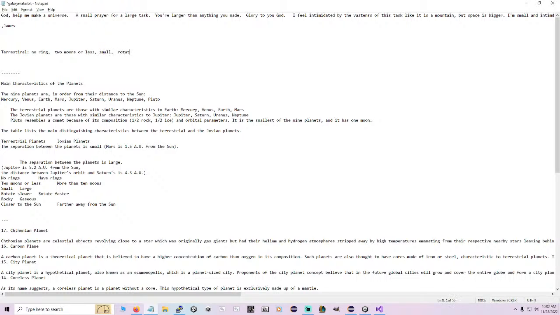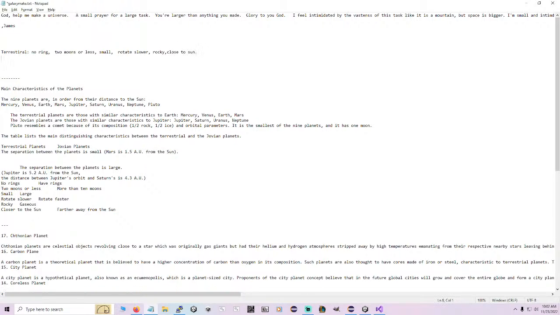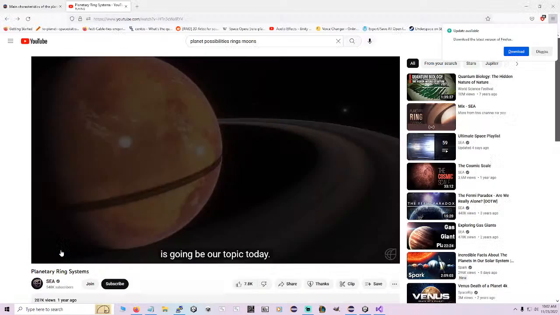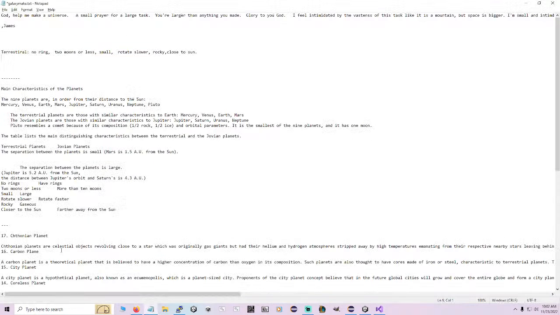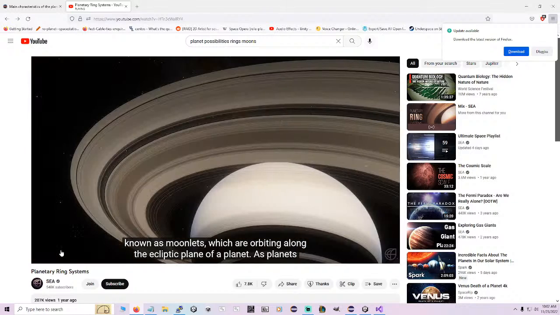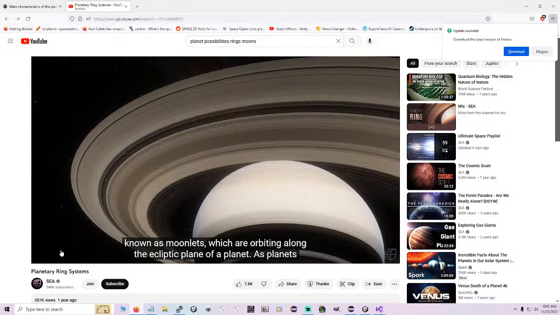Terrestrial planets: small, rotate slower, rocky, close to the sun, with 2 moons or less and no rings. Jovian planets are the gas giants. All right, so we'll make this just a general thing. A planetary ring system is a flat collection of chunks, known as moonlets, which are orbiting along the ecliptic plane of a planet.